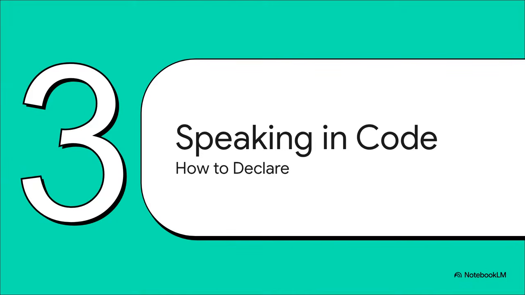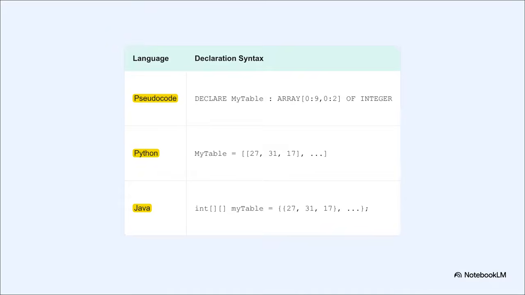Okay, so seeing it as a table is great for us. It makes sense in our brains. But how do we actually tell a computer to create one of these? Let's switch over to the code and see how it's actually built. Different programming languages have their own little quirks for saying the same thing. Pseudocode, for example, is super descriptive. It lets us declare an array called myTable and spell out the exact ranges for the rows and columns.